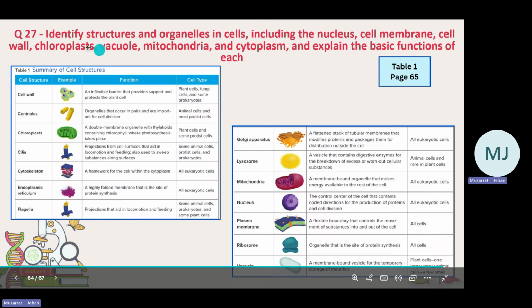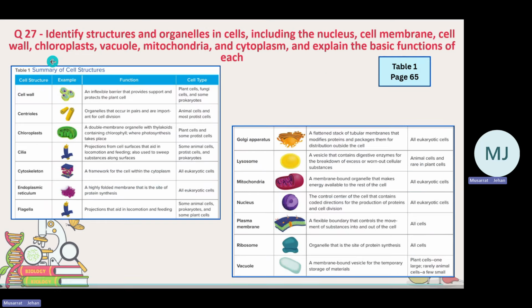Now here they have shown you question number 27. They said it will be from this table. So they made it like a very broad thing. You should know the functions of all the structures and where we find them. Like cell wall, we've already discussed.